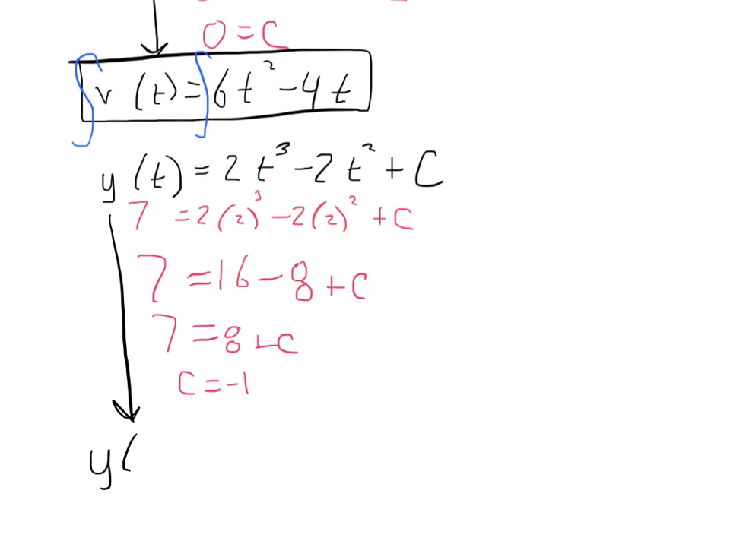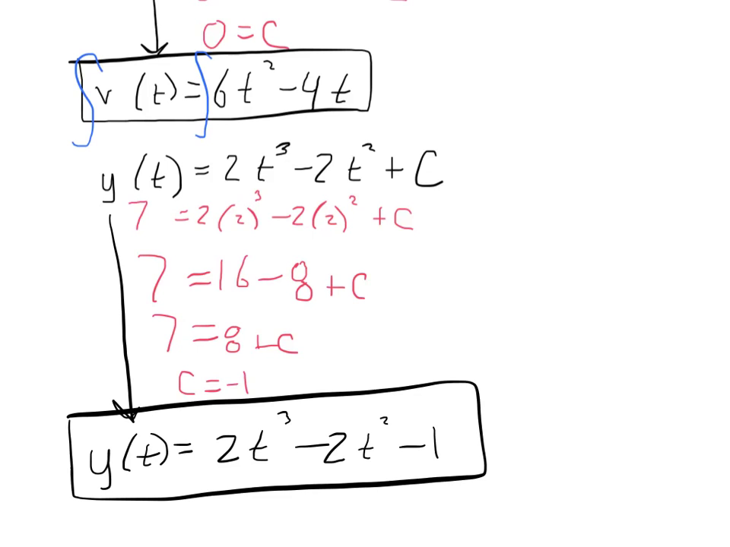Before I knew that y of t was 2t cubed minus 2t squared plus c, and I can now say that that's minus 1. Now that we have these two functions, we could do anything with them. If they wanted to know the velocity at time 5, great, you could plug in 5 to the velocity function. If they wanted the position at time 5, great, you could plug in 5 to the position function.